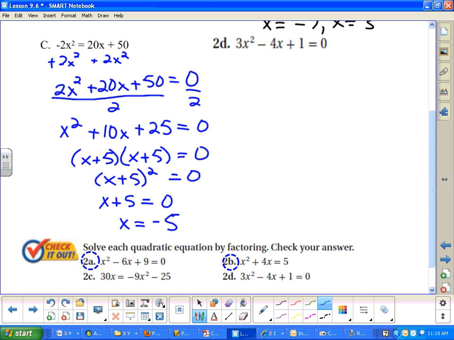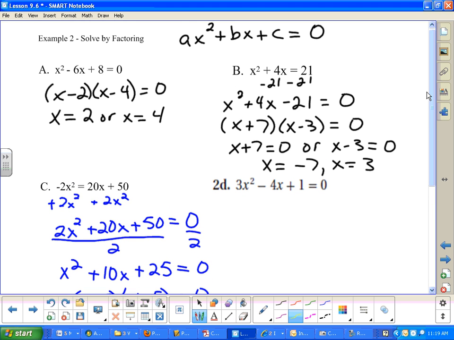Notice all of these, that when I factored, here's my factor. My 0 is negative 5. X plus 5, I have a 0 of negative 5. Up here, here are my factors. X plus 7, I had a 0 of negative 7. X minus 3, I have a 0 of positive 3. Here, x minus 2 and x minus 4. The zeros are the opposites.